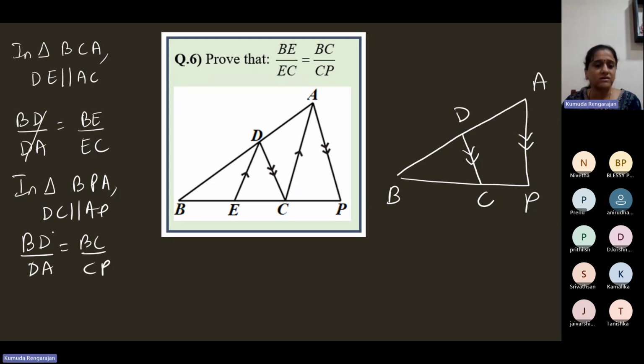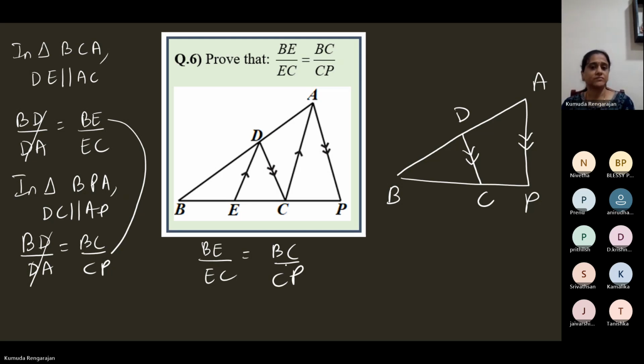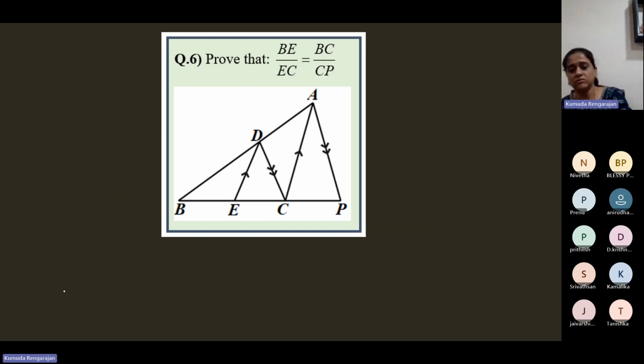Now compare these two proportions. Here we have BD by DA, here also we have BD by DA. So by comparing these two, we have a new result: BE by EC is equal to BC by CP. What is it we have to prove? BE by EC is equal to BC by CP. Yes, we proved it. So you just have to use BPT in the two triangles, write the proportions, compare the two proportions, and you will get the result. Okay? Write down.